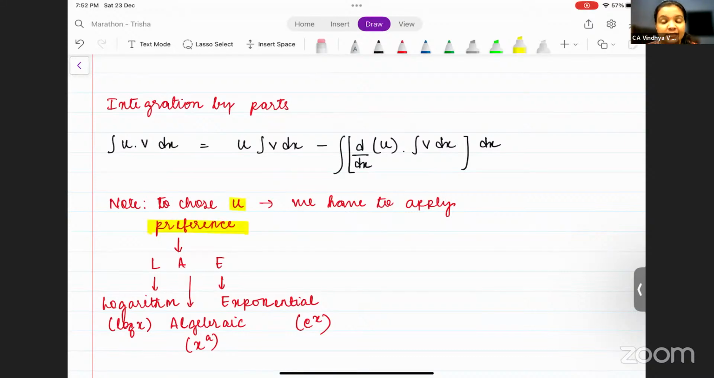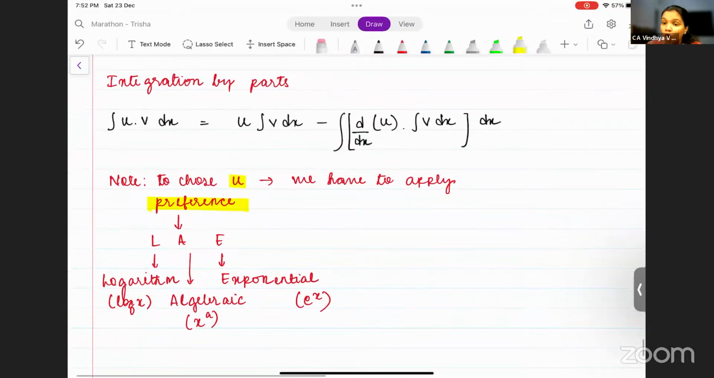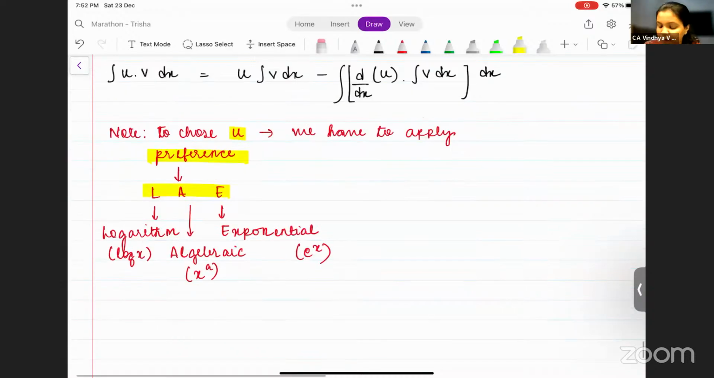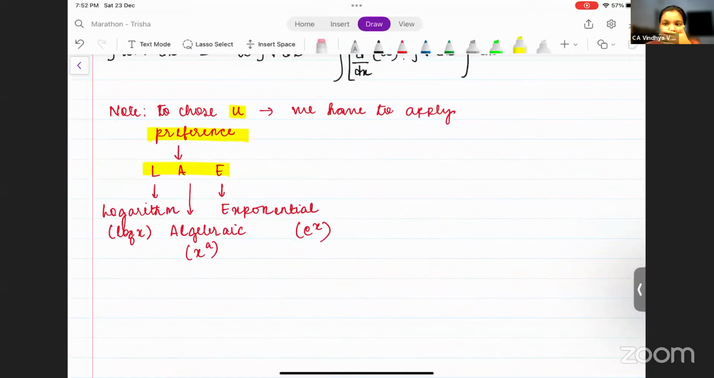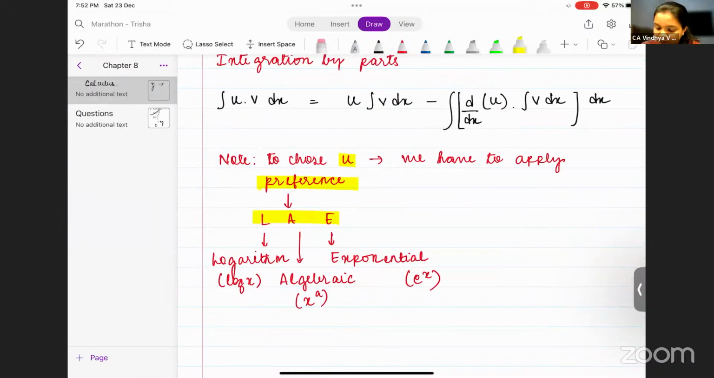What is that order of preference? The order of preference is given as LAE. What is this LAE? L means log, A means algebraic, and E is exponential. So if a log value is given, that is always considered as u. If log is not given and x to the power 3 and e to the power x is given, then x to the power 3 is considered as u. So this is the order of preference to consider L, A and E. Okay. All right. Yes, we'll do a question for this. Don't worry.